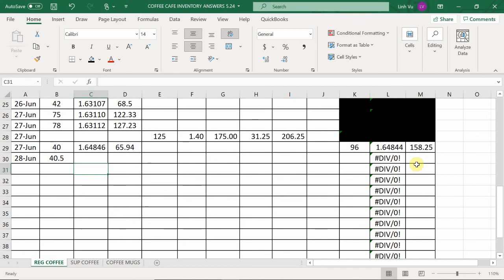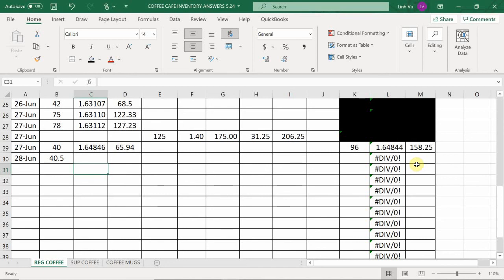That's correct. Now, how do we solve for the average cost per item? How do you calculate the average cost per item? You divide. You would divide the total cost of 158.25 by the 96. I got 0.619. Flip it over. You're going to take 158.25 and divide it by 96 pounds.